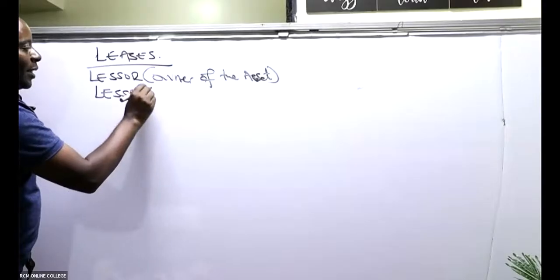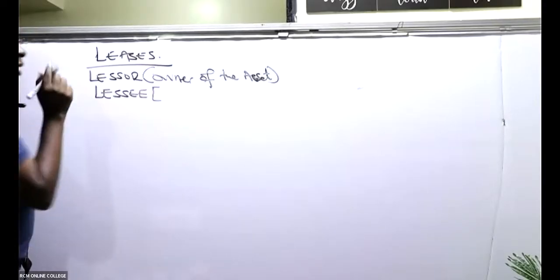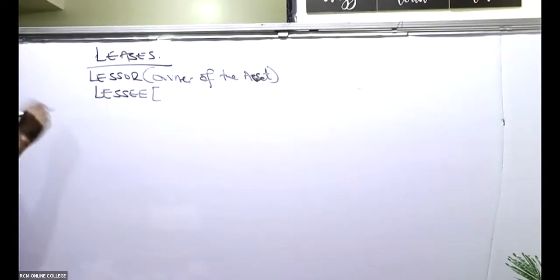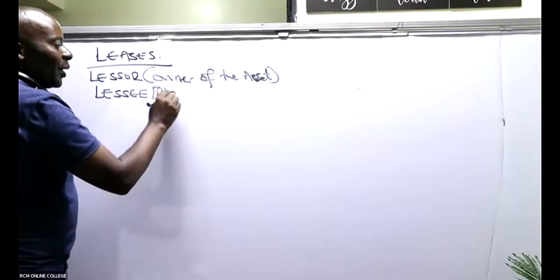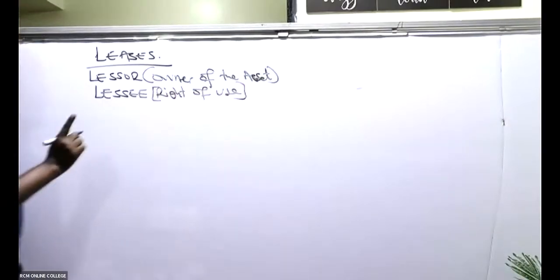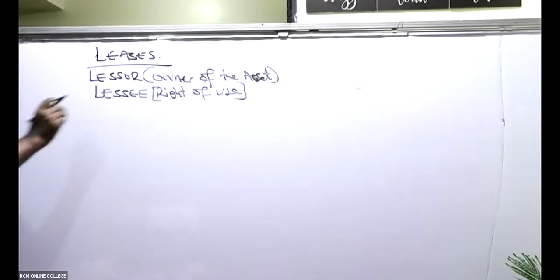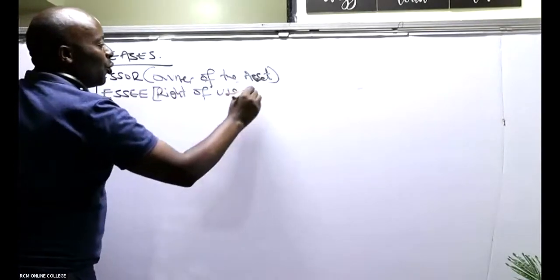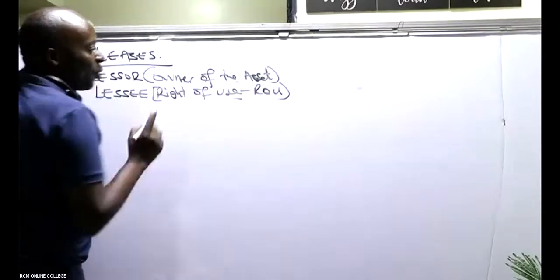And then, ladies and gentlemen, we have the person that we called what here? The lessee. So the lessee, in this case, is the one who is going to get what we call the right of use. He doesn't own the asset, but he'll be able to get what we call the right of use, which we shall be abbreviating as ROU.